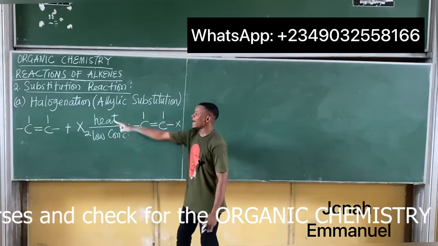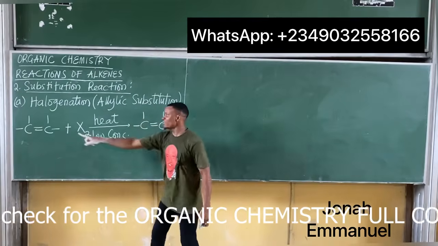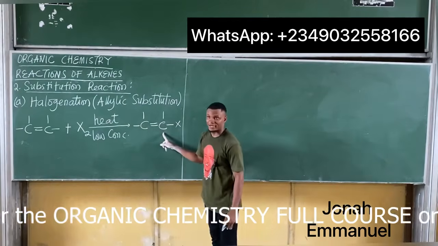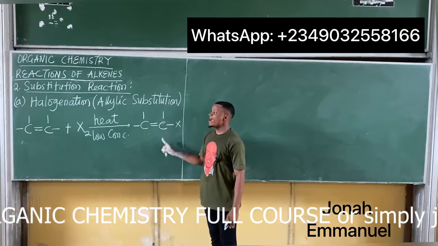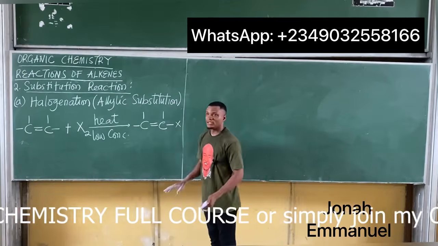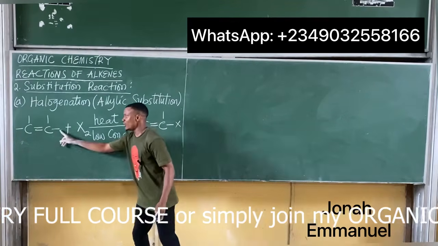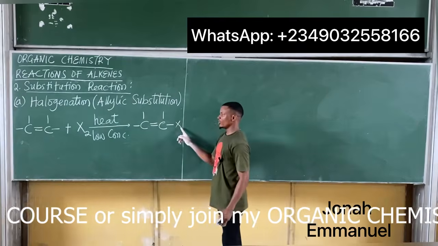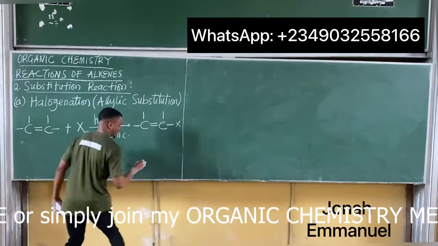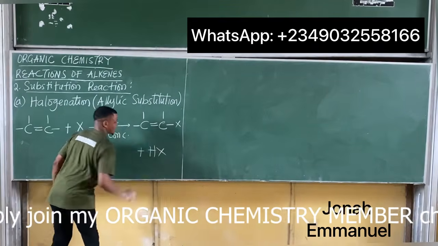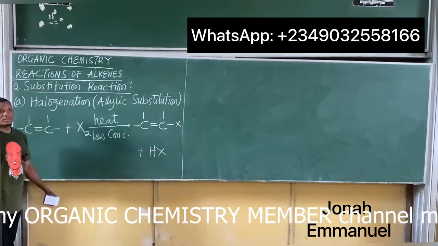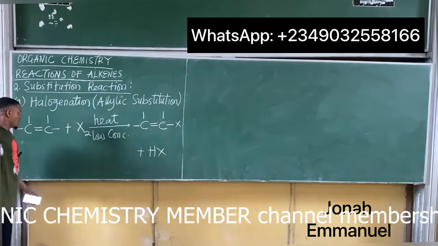For addition halogenation, go and check: this one broke down to what there? An alkane. Go and check. For substitution, it doesn't break down. The difference is that the hydrogen here will be displaced by one of these halogens, and of course, plus HX. That will be your last thing there. That's how it looks.